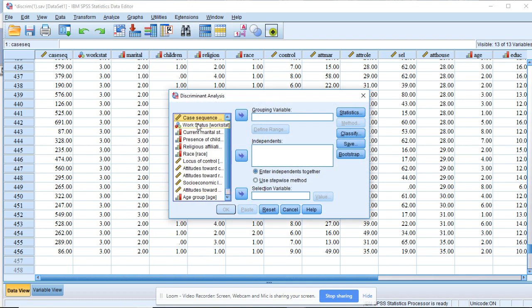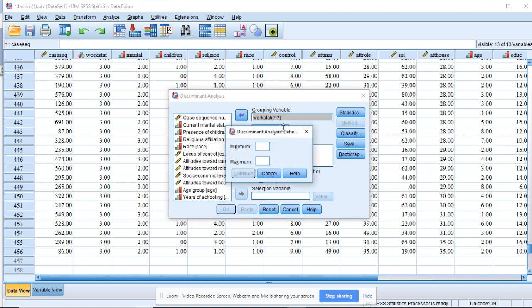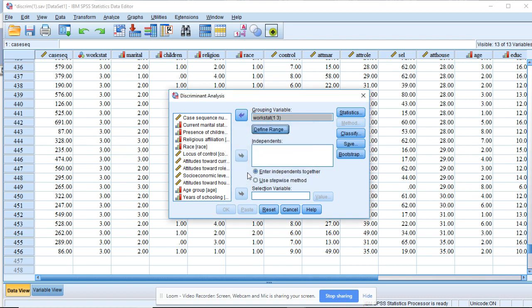Okay, so our grouping variable is our work status. We have to define the range, and unless it's highlighted, it won't let you click on this button. So let's say I go down here. Now, how do I define the range? You have to click on it, define the range. We have 3 groups, and their labels are 1, 2, and 3. So our minimum is 1, and our maximum is 3. And our independents, we know, are locus of control, attitudes towards current marital status, attitudes towards role of women, and attitudes towards housework. We're entering them together.